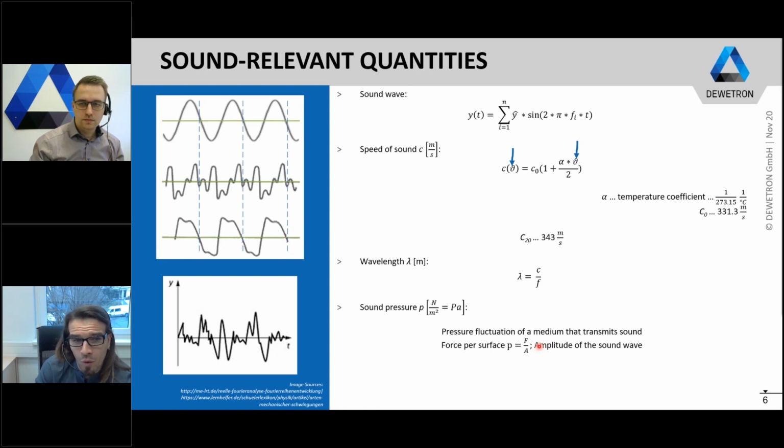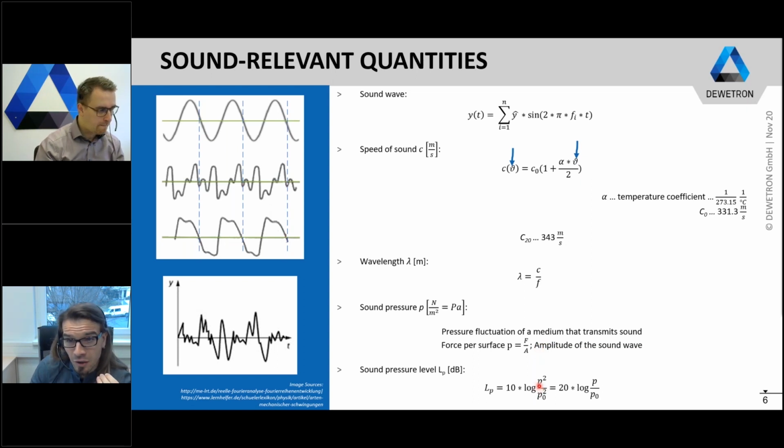And when we go one step further, we will also introduce later on in a bit more detail the so-called sound pressure level, which has the engineering unit decibel. And this is the squared sound pressure, to respect the signal energy, in reference to a reference value.